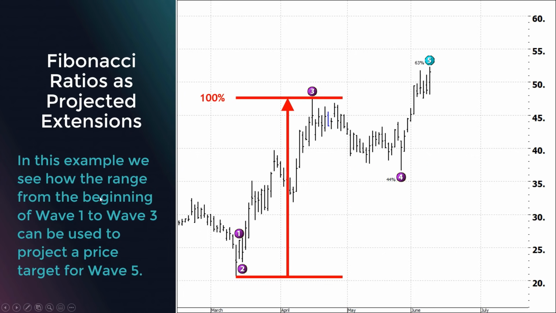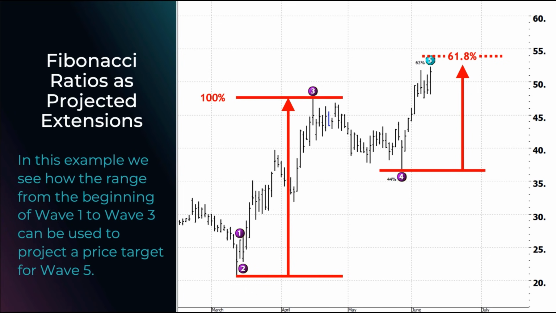In this example, we see how the range beginning from 1 to 3 can be used to project the target for 5. So again, starting at the 0 point, the beginning of wave 1 through 3, you look at 61.8%. Start from there, where the wave 4 ends, and the 61.8% target gives you the expectation of where the wave 5 can go. So in this example, the move from 4 to 5 is moving 61.8% of the move from the 0 point to the top of the wave 3. This is how we use Fibonacci ratios to project extension levels as price targets for stocks.